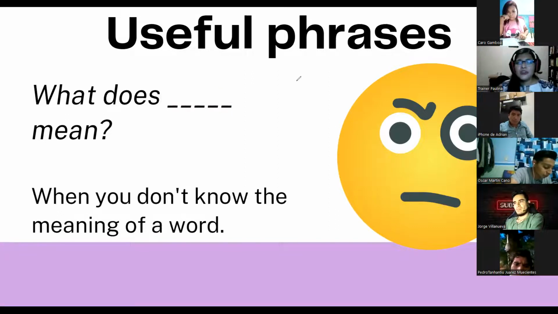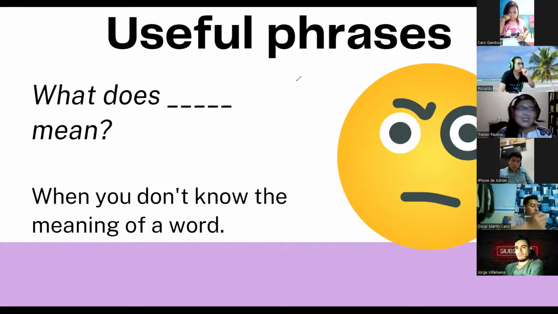Entonces, si yo conozco la palabra en inglés, sé cómo se escribe o sé cómo se dice o la acabo de escuchar, pero no sé qué significa, what does, dicen la palabra, mean? What does house mean? What does school mean? What does blue mean? Etc. Ronaldo?